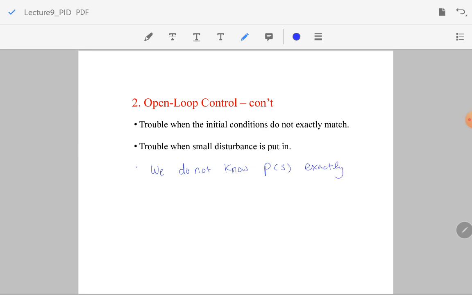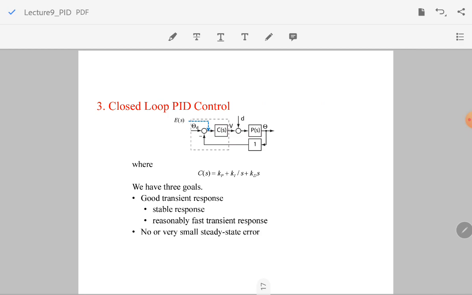We modeled it as a second order system. Then what did we do? Then we said that the inductance is small. We arbitrarily got rid of it, and then we estimated alpha and beta. So we don't know the plant exactly. We don't even know the order of the plant. So this method will not work. But it's a neat idea though. So let's talk about the closed loop PID control.